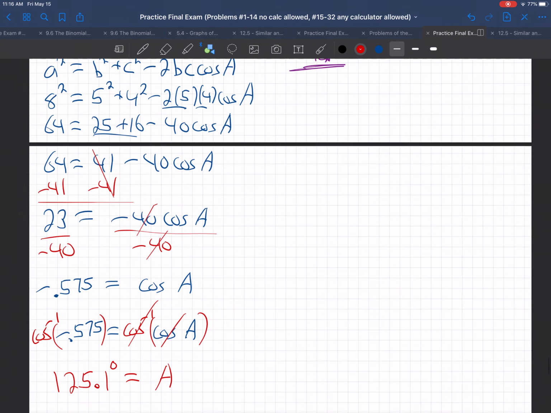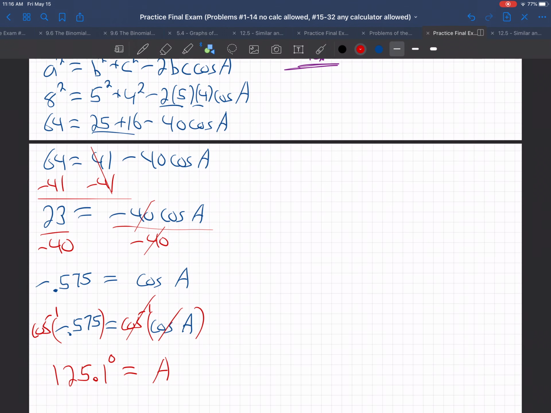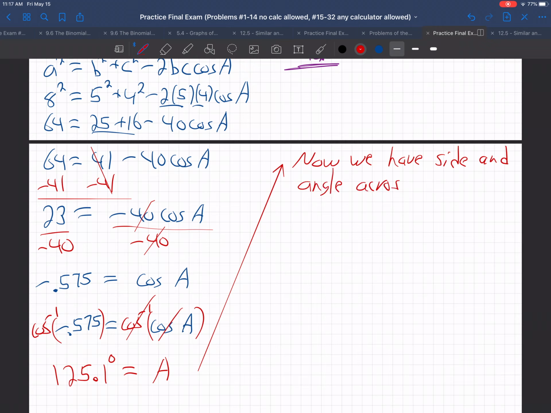So let's bring this up here. So now we have this. So we'll come on up, and we're going to say, now we have a side and angle across. So we can use law of sines to finish this problem.